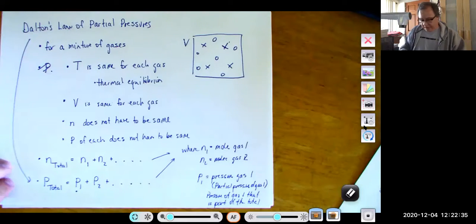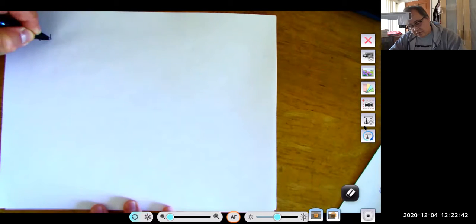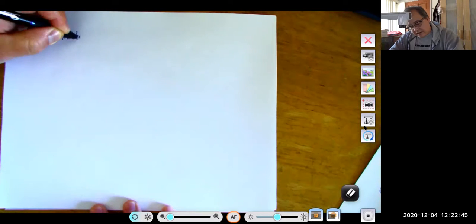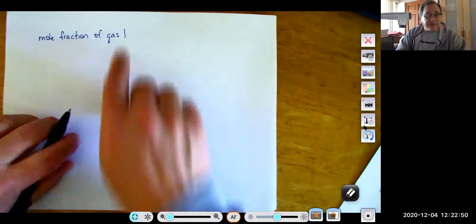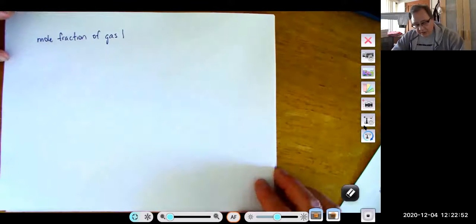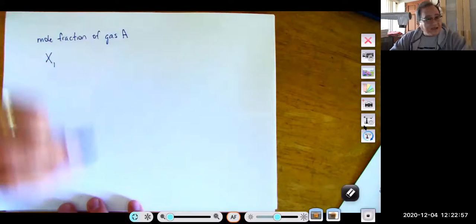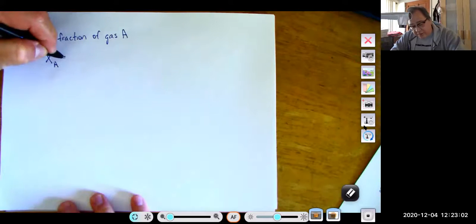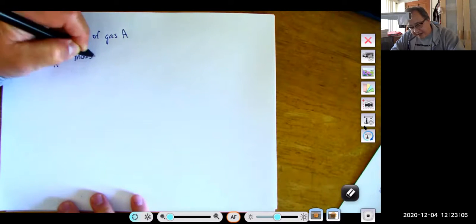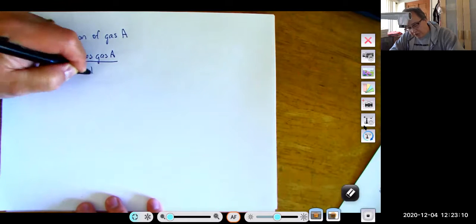Great. Okay. Now, there's something else they talk about in the book. It's called the mole fraction of gas. We'll say gas 1, but this could be any gas. It could be gas 2, gas 3, gas 4. So the mole fraction of gas 1, and actually in the book they use the letter A. The mole fraction of gas A is the moles of gas A over the total moles of gas.